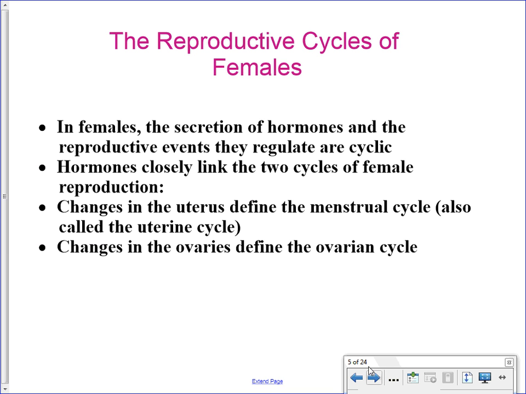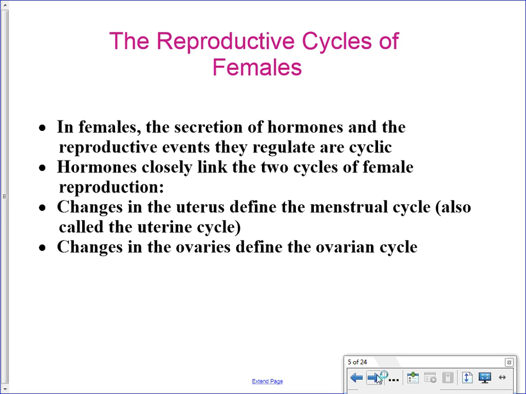So for the reproductive cycles in females, unlike the male, it really doesn't have a cycle in terms of the hormonal changes that are taking place in a male. In females, though, we do have secretion of hormones, and we're going to talk about some of the same hormones that we did talk about with the male reproductive system. Those are FSH and LH, and now we'll talk in more detail about what the actual names stand for and how they do relate to the female reproductive system.